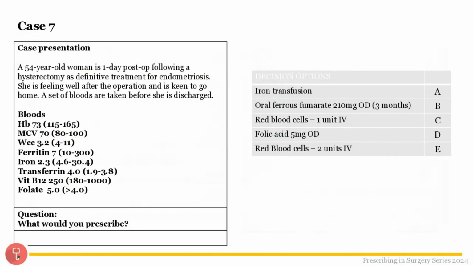So here we have a 54-year-old lady who is 1 day post-op following a hysterectomy for definitive treatment of endometriosis. She's feeling well after the operation and she's very keen to get home. So we've got a set of bloods that are taken before she is discharged. And the question is, what would you prescribe for her?